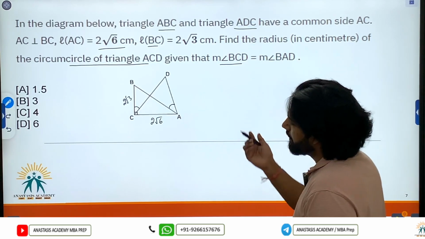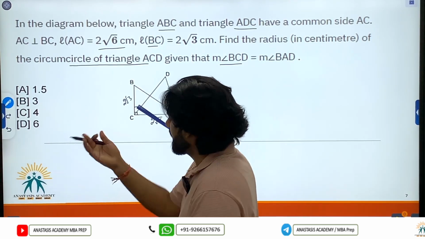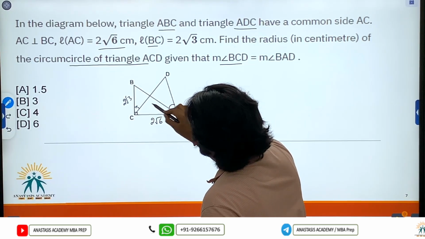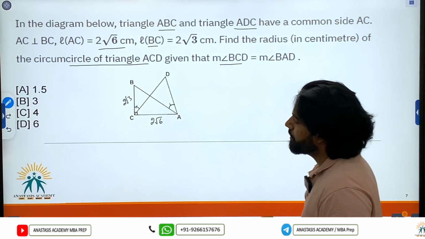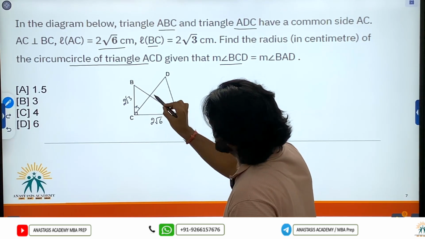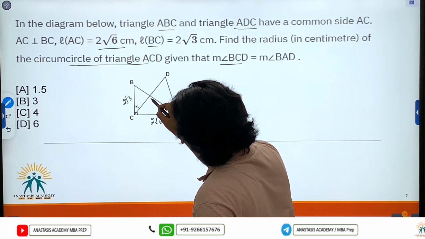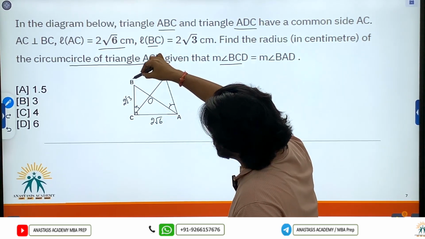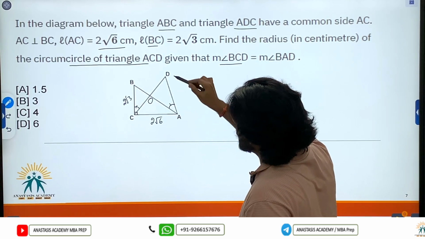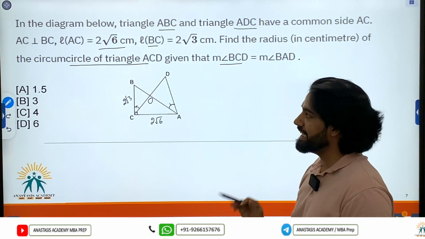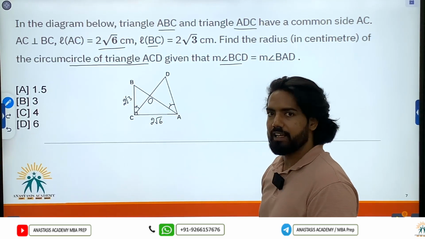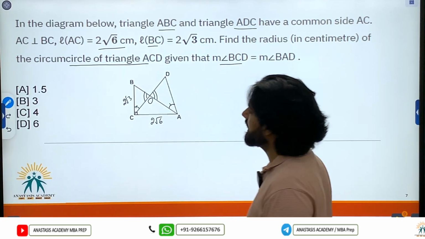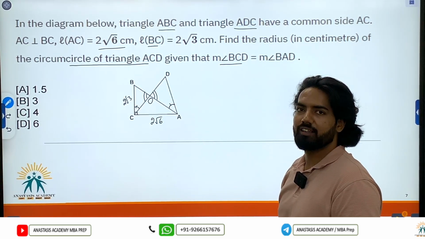Now observe carefully why these two angles are given as equal. Let's consider two triangles. I'm calling this point O. Consider triangles BOC and DOA. In these two triangles, these two angles are equal, and these two angles are vertically opposite angles, so they will be equal.